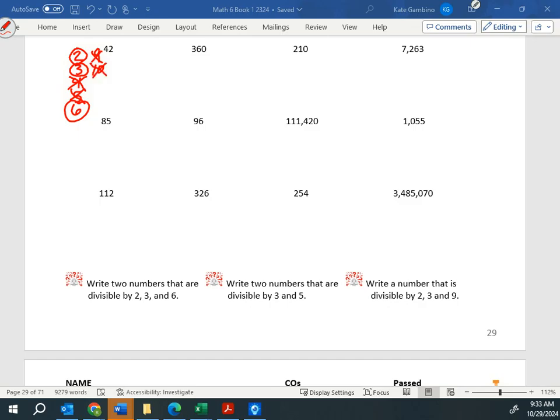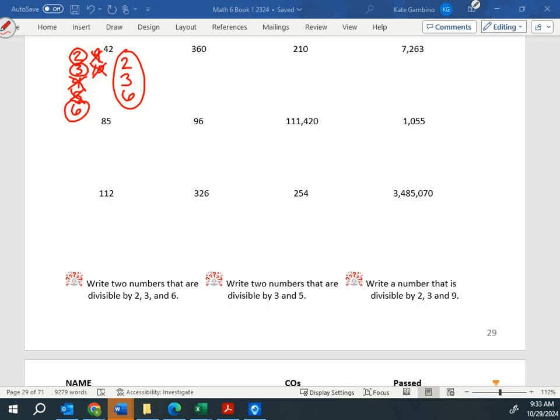So I only circled 3 numbers. So it is only divisible by 2, 3, and 6. So I crossed off the numbers it's not divisible by. I circled the ones that it is. And then I'm going to write out in my answer the numbers that it's divisible by. We're going to do this for every single number. You're going to write 2, 3, 4, 5, 6, 8, 9, 10. Not 8, sorry. 2, 3, 4, 5, 6, 9, 10.